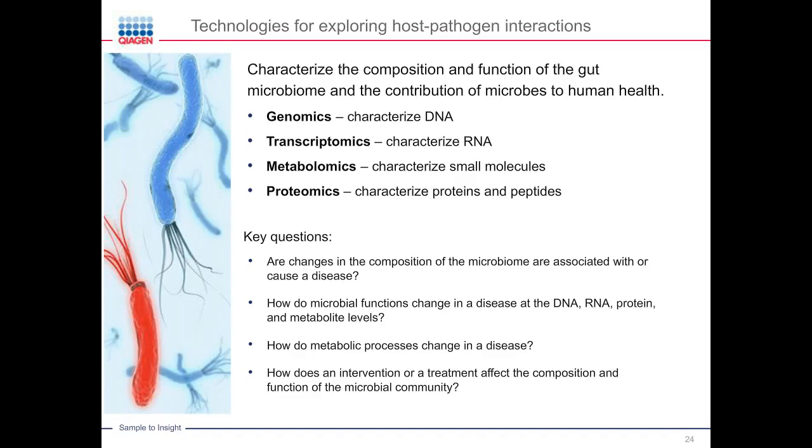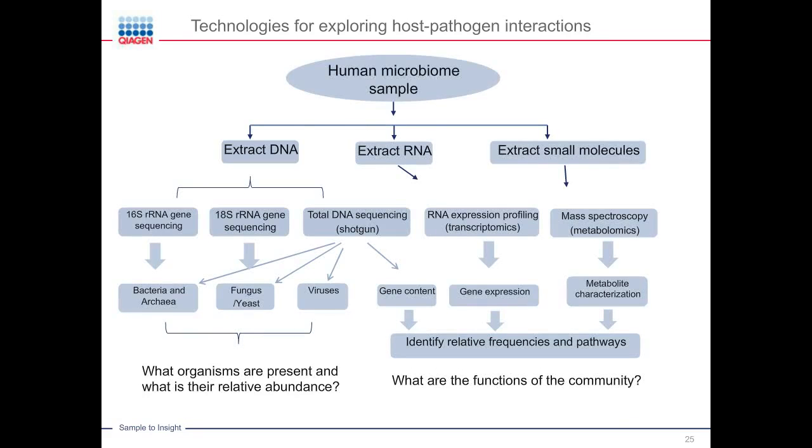Can we continuously monitor these changes in the composition of the bacteria? For that to happen, we need very highly sensitive technologies. If you're trying to get into that kind of field of study, you can take a human microbiome sample and extract the DNA, the RNA, or the proteins. When you extract the DNA, you can look at 16S rRNA gene sequencing, or 18S rRNA sequencing, or the total DNA shotgun sequencing approach. Then, of course, you can look at the bacteria and archaea, or the fungi. Basically, you're asking what organisms are present and what their relative abundance is. That is the first thing you're looking at.